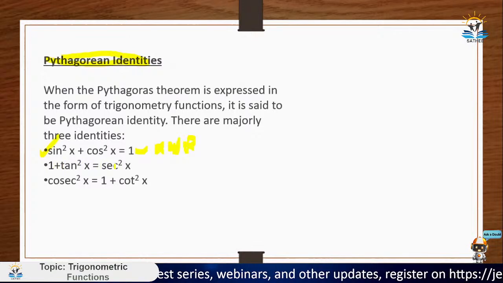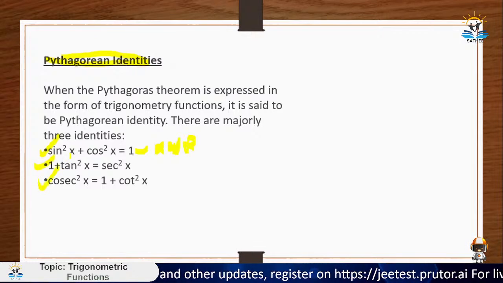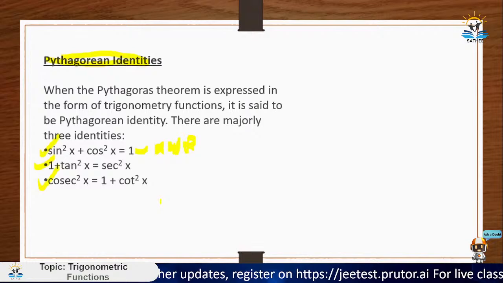Similarly, 1 plus tan square x is equal to sec square x, and cosec square x is equal to 1 plus cot square x. So these are also three types of identities which you should learn clearly.